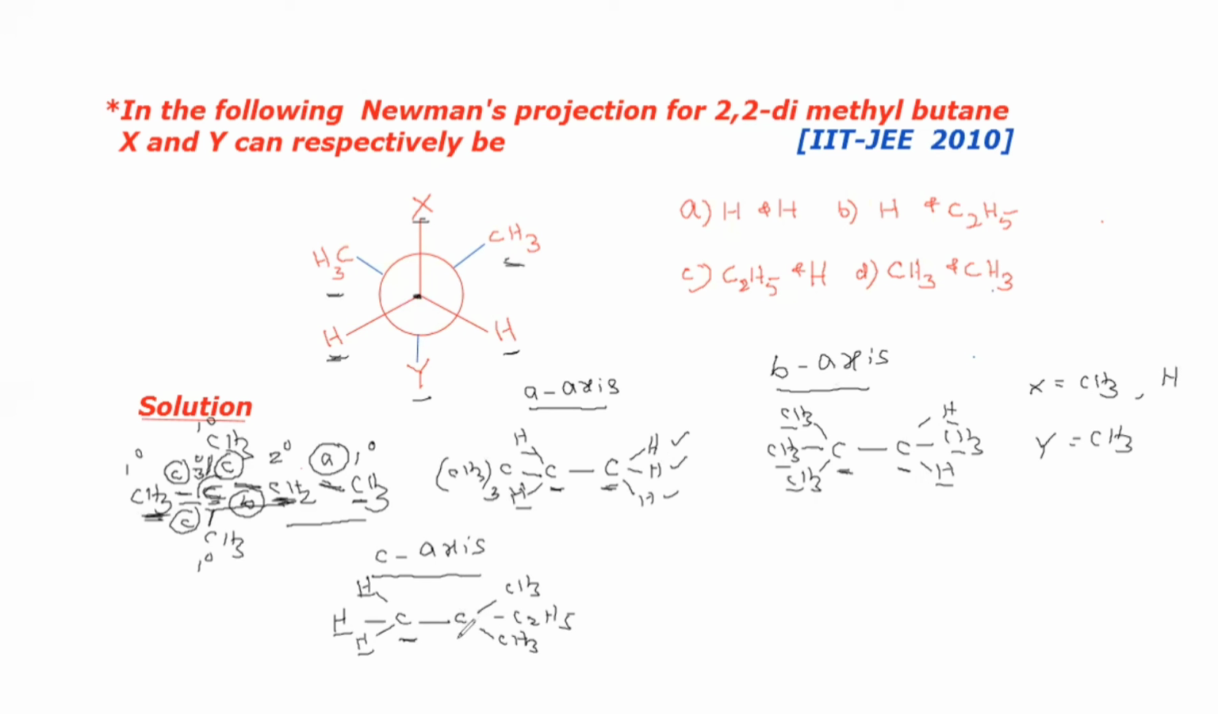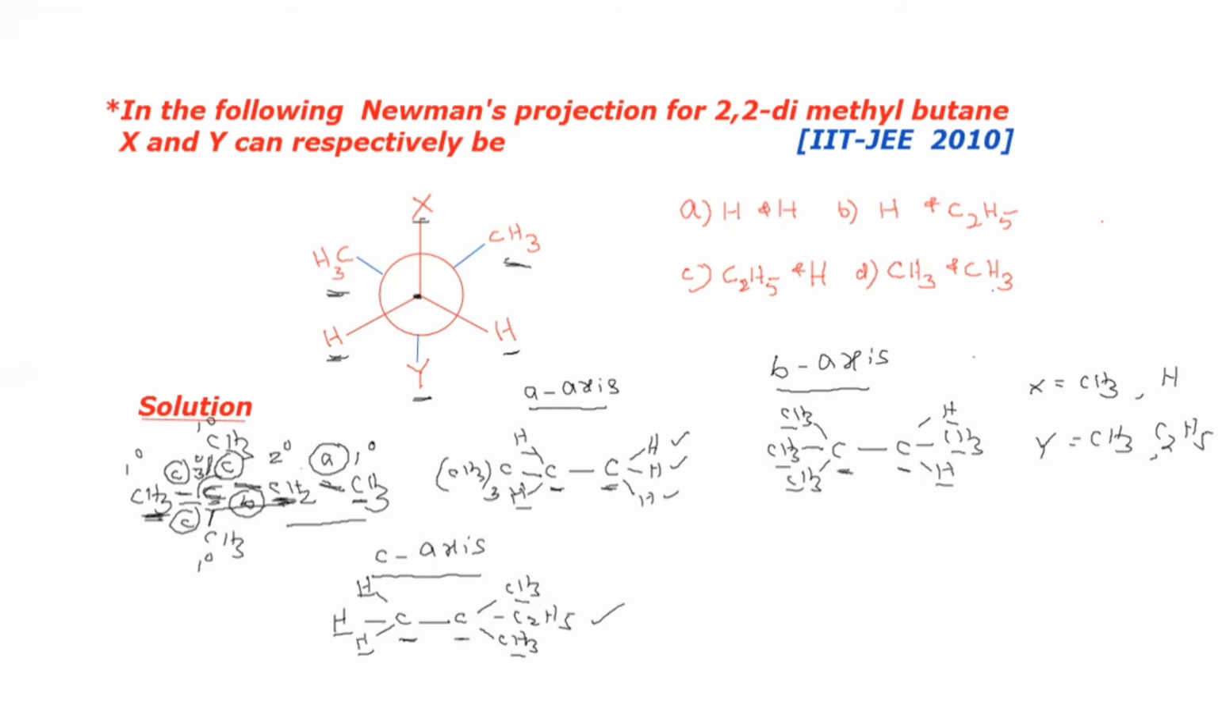And it is matching with the backside carbon of the Newman formula. Here and there are two methyls. One more group is ethyl here, and there Y. So Y can be ethyl. That means the given Newman projection formula is written for B and C axis but not for the A axis.